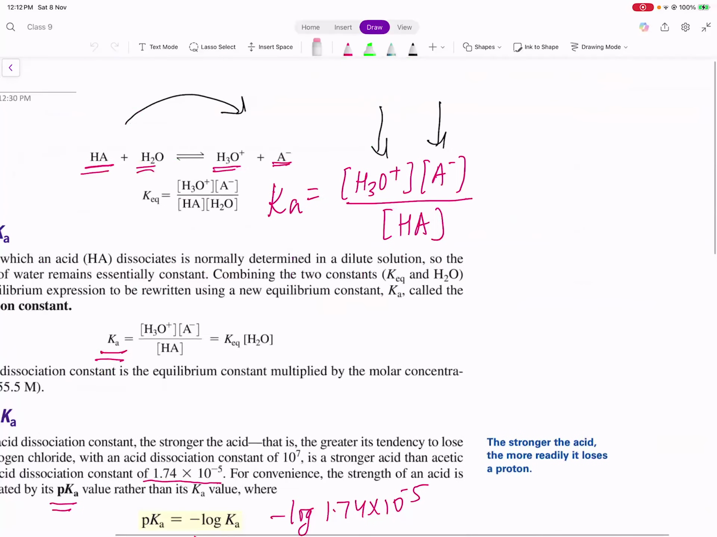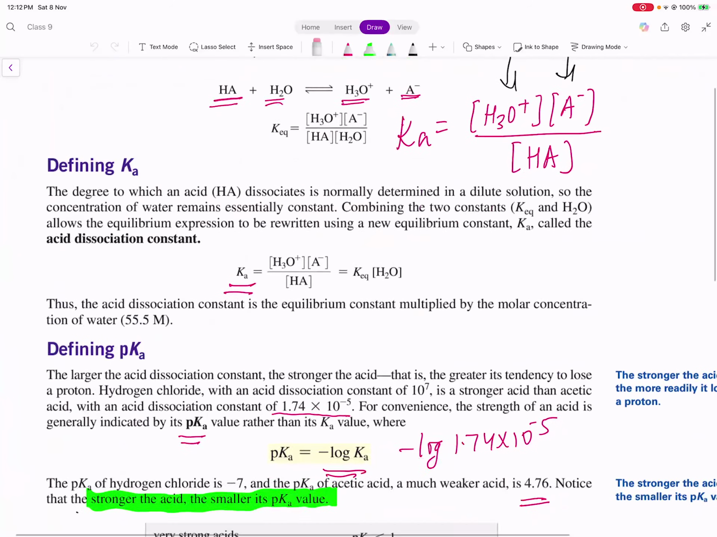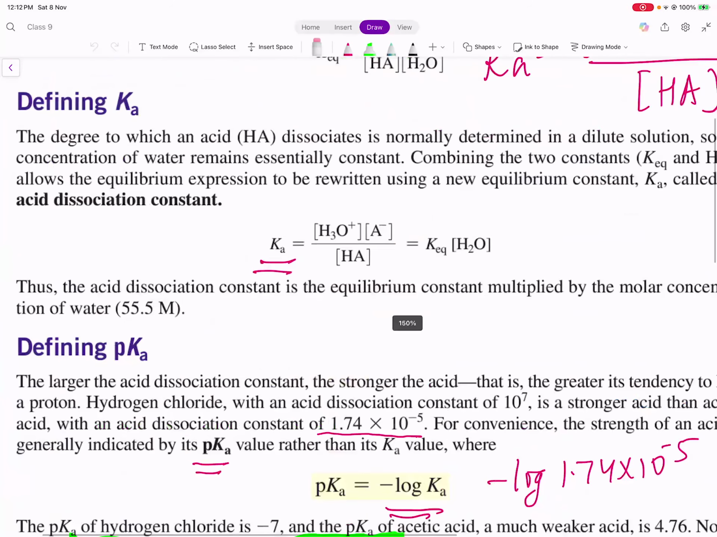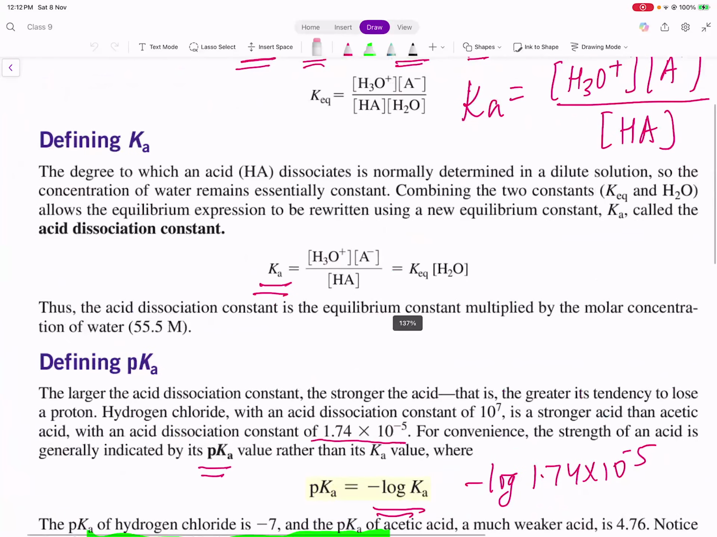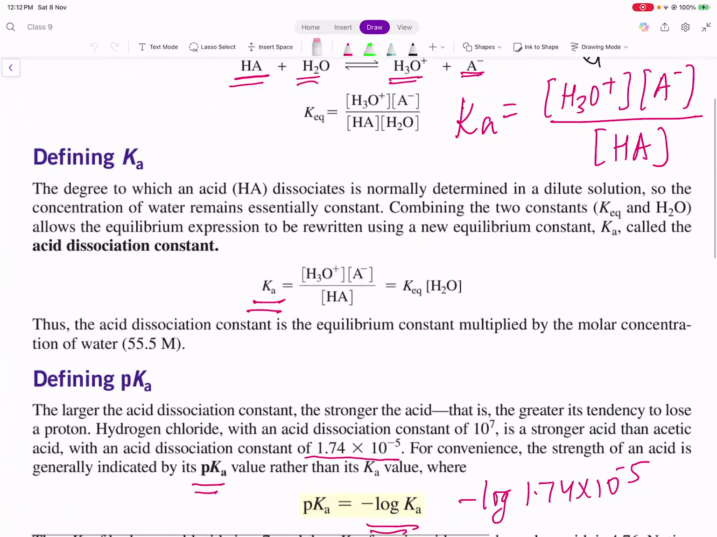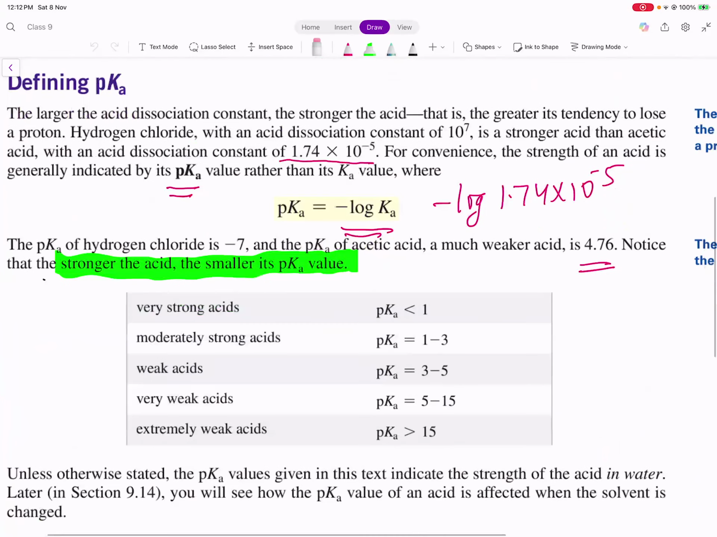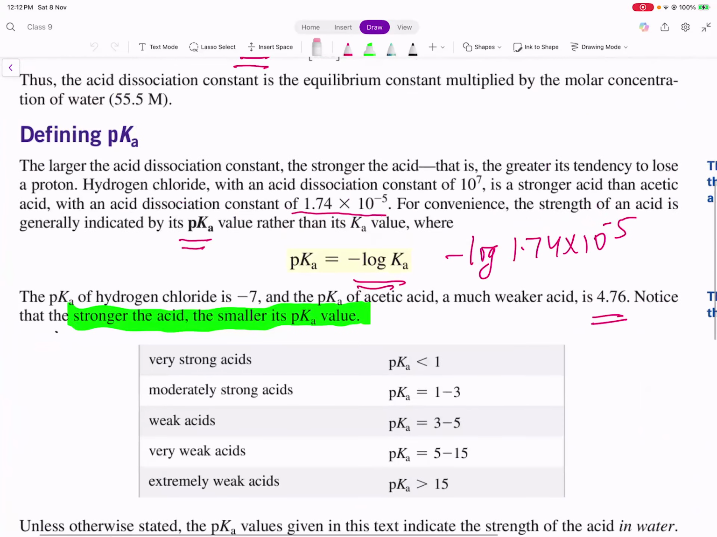Then we learned how to write the equilibrium constant, and then I said that when we have to write the acid constant, we remove the water, right? And we just write it like this. Defining pK, pK was negative log of K, if you remember. Then we learned how to calculate the log. So that is important, right?